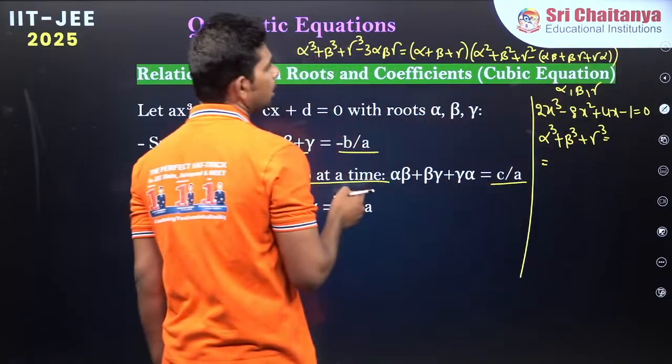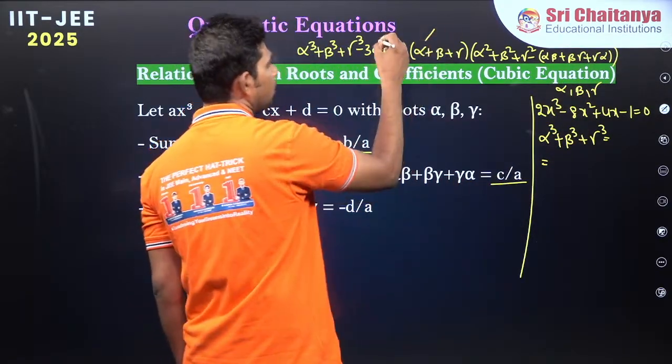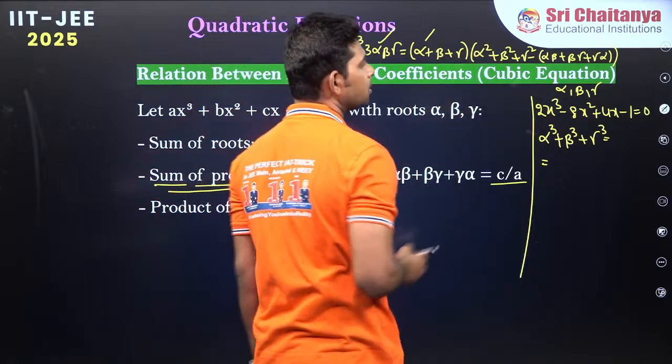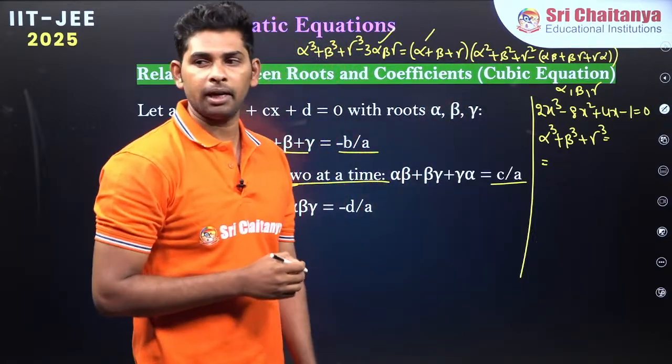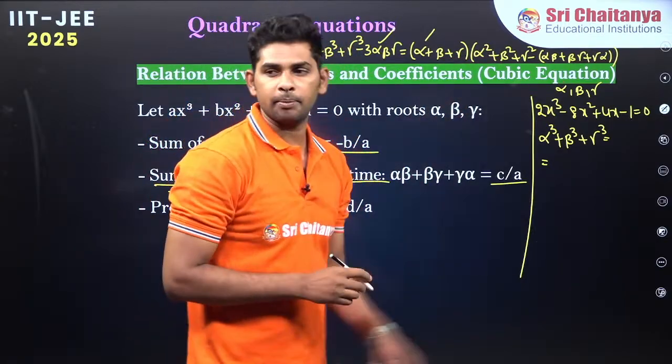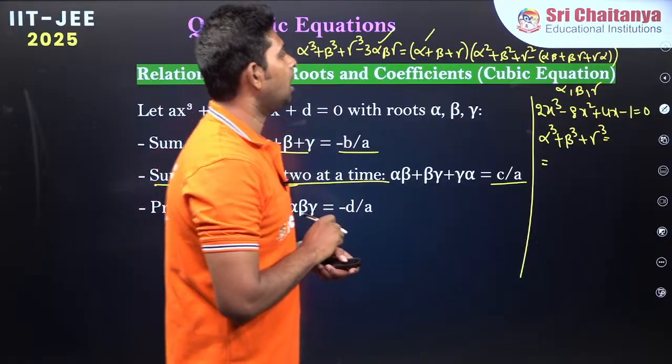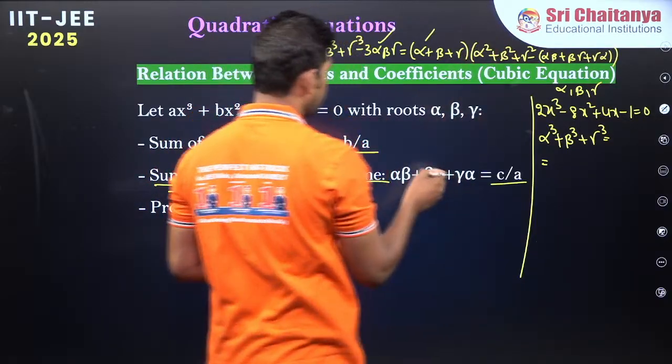Okay, now you can see we have the sum of the roots, the product of the roots, and this one also you can write as the sum of the roots whole square minus 2 into alpha beta plus beta gamma plus gamma alpha. So this particular one I am going to write again.